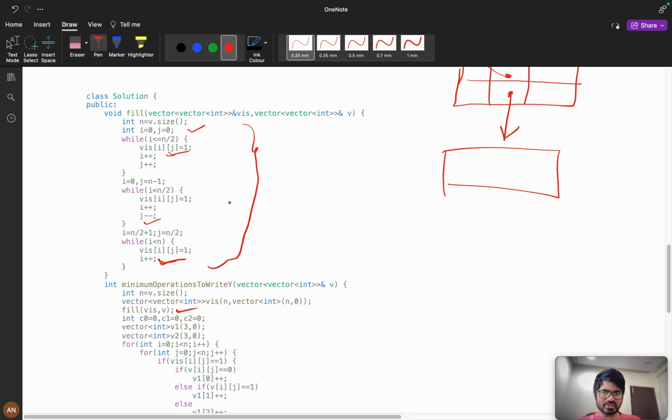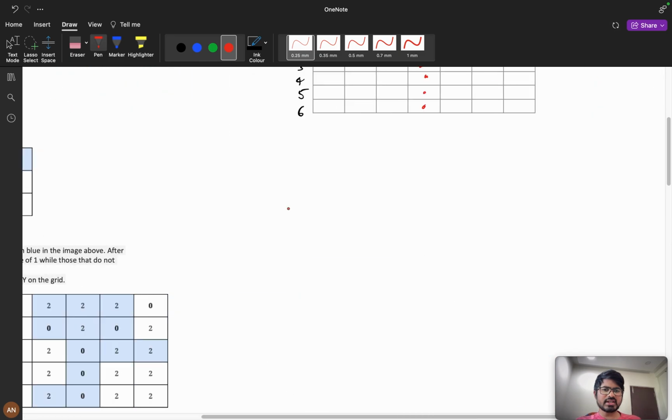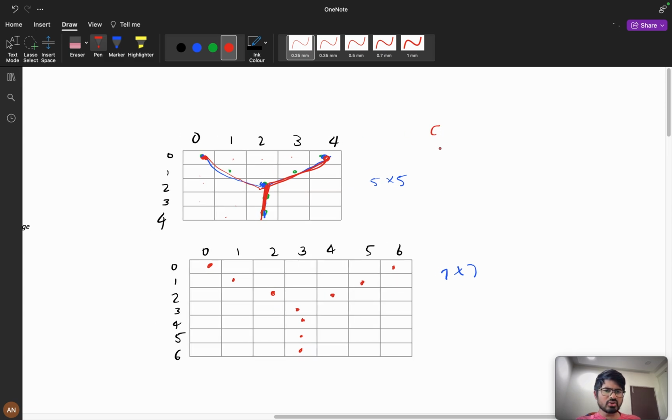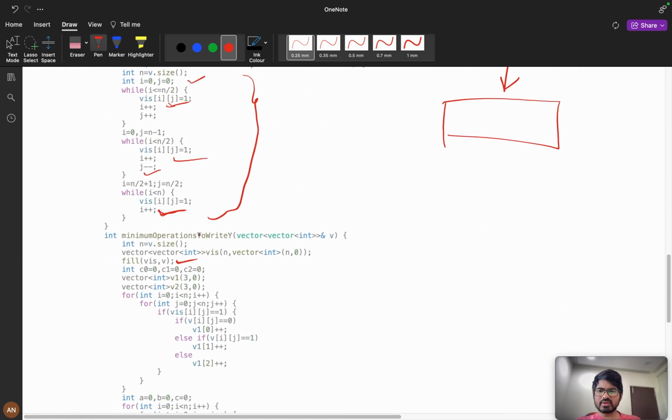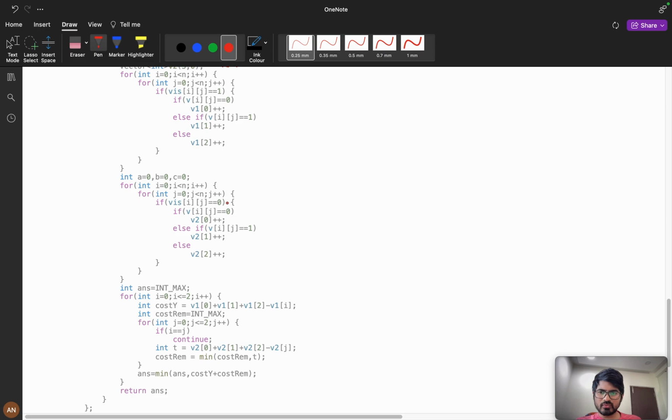So this is a pretty straightforward one. So we are filling it. We are saying that we are visited. So after visiting, I will calculate all my zeros, ones and twos in the Y. So this is my V1. So V1 is something that is Y, and V2 is something that is remaining.